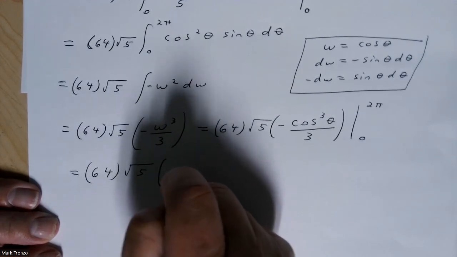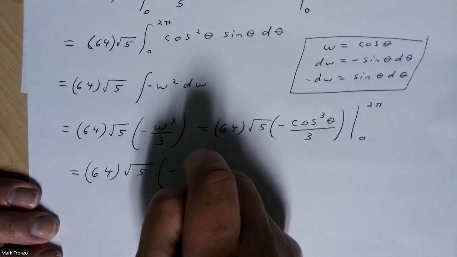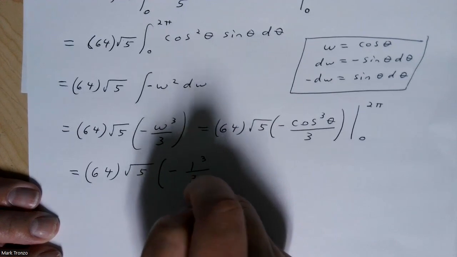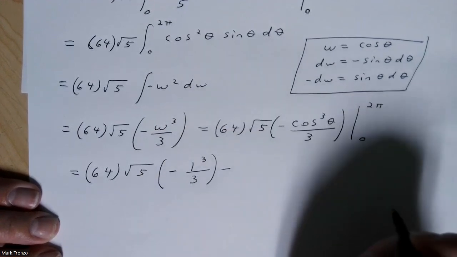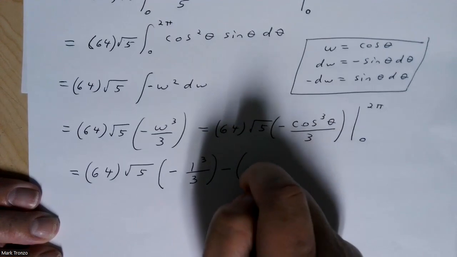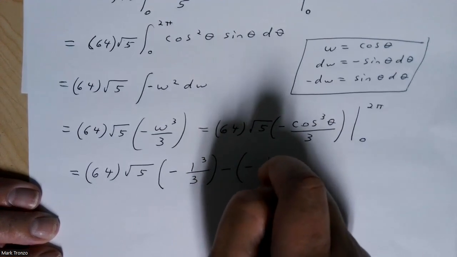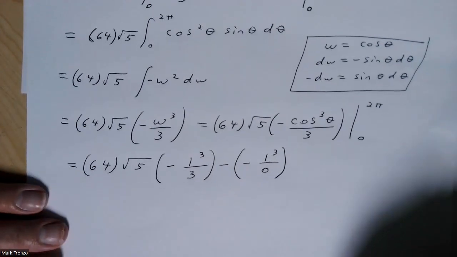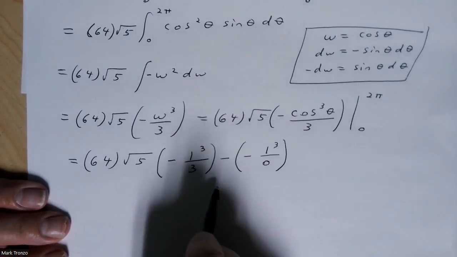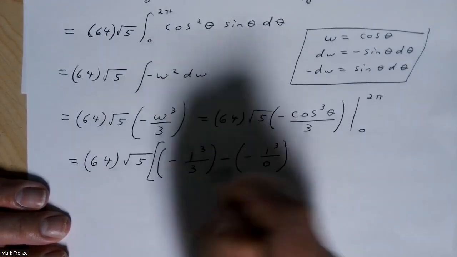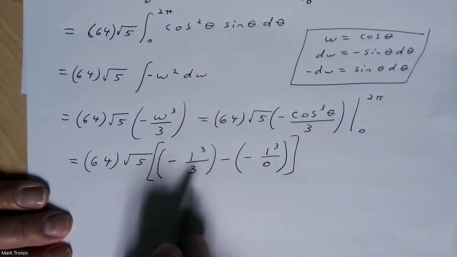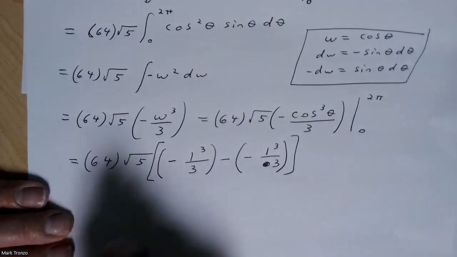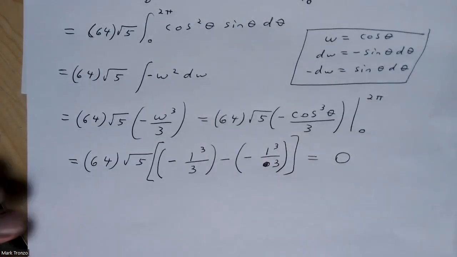So we're going to have negative 1 cubed, right? And then minus a negative 1 cubed. And just realizing what we're going to get here, this is all times what's in front. So, excuse me, that's actually going to be 0. So after all that work, we just get 0.